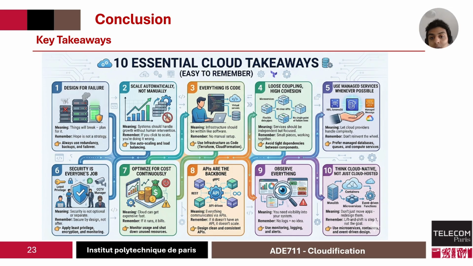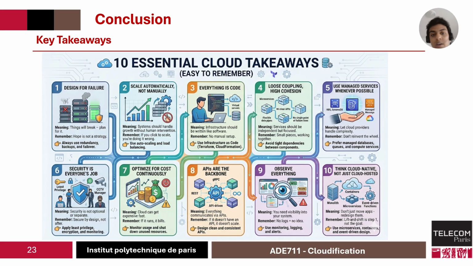Loose coupling, high cohesion for the fourth part. Fifth takeaway is use managed services whenever possible. Security is everyone's job. It's for the tenant and for the provider. Optimize for costs continuously. APIs are the backbone of any good architecture. Observe everything thanks to, for example, CloudWatch in AWS, use logs, etc. And think cloud native, not just cloud hosted.